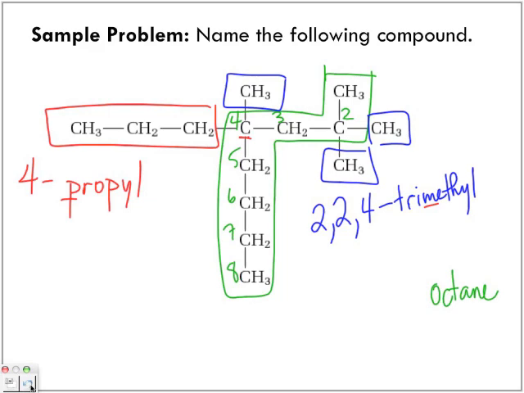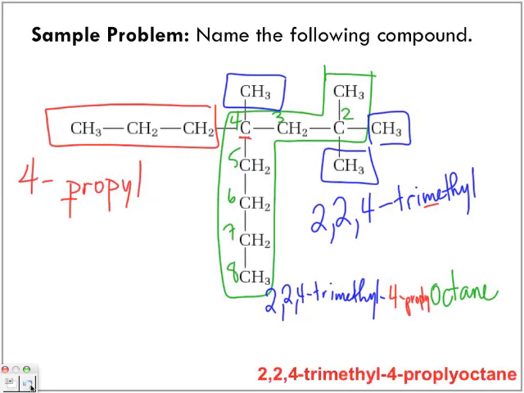So we are going to list it as 2,2,4-trimethyl-4-propyloctane, and there is our name. So it's 2,2,4-trimethyl-4-propyloctane.